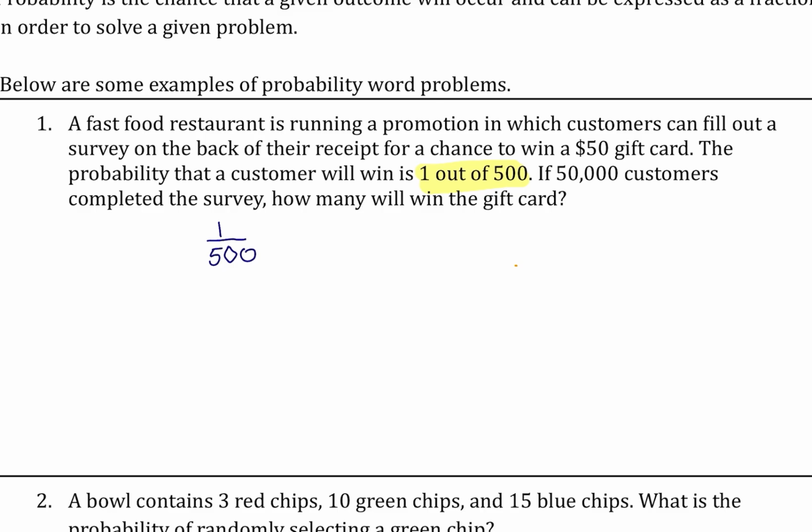And then what we're going to do is multiply that by the total number of customers. So we have 1 over 500 times 50,000. Anytime we multiply a fraction by a whole number, we can simply put the whole number over 1 to turn it into a fraction. And that's going to give us the fraction 50,000 over 500. Now we want to simplify this fraction. Something we can do here is divide both the numerator and denominator by 100.